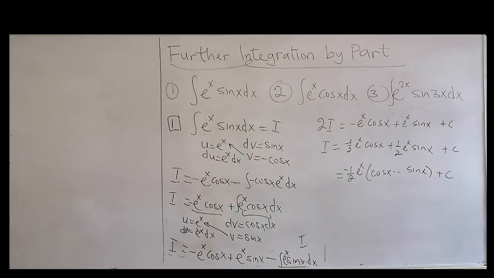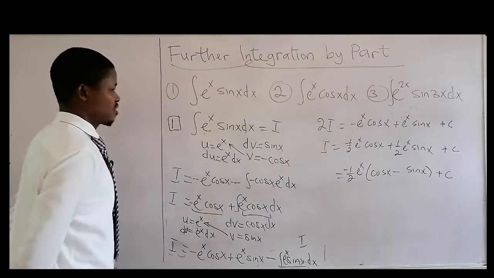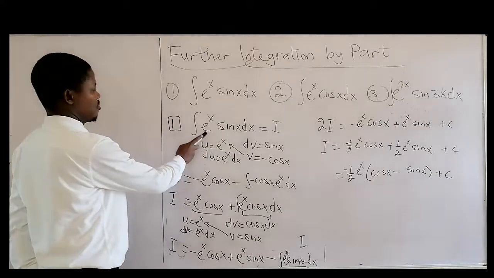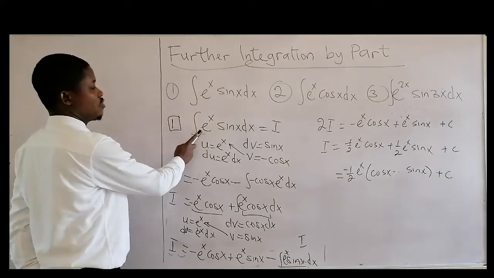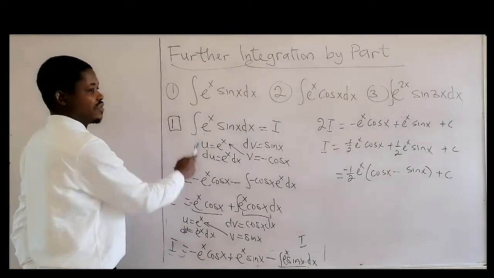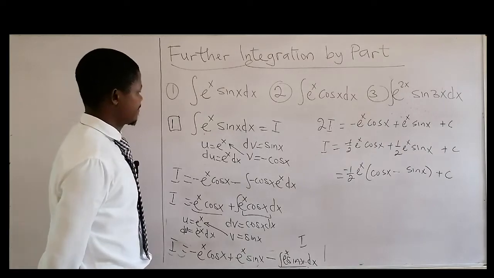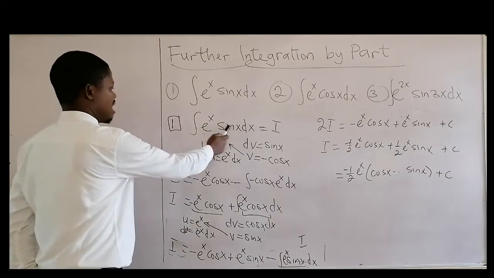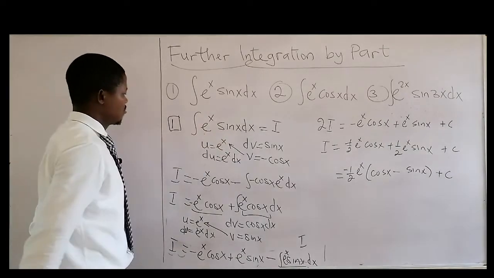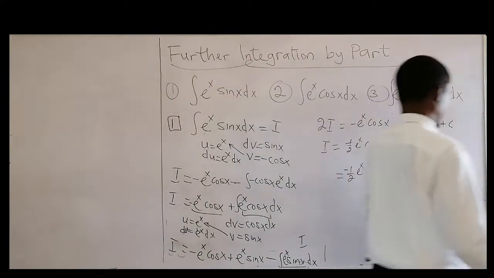Okay, then we go to the second question. The only thing is for you to identify your u and your dv. It's much simpler to use this one for u. It's simpler on differentiation. Okay, so that's that. And actually, both of them are differentiable. Okay, but this will be u, this will be your dv. Next question.